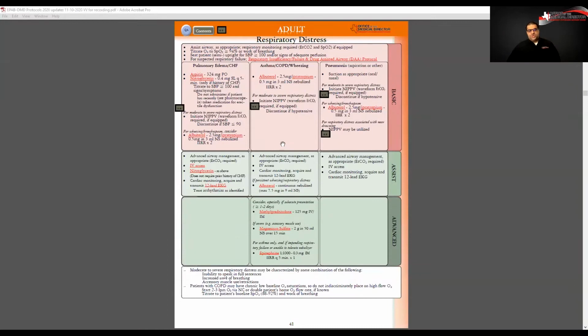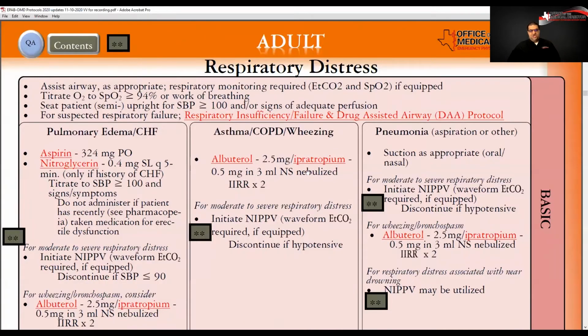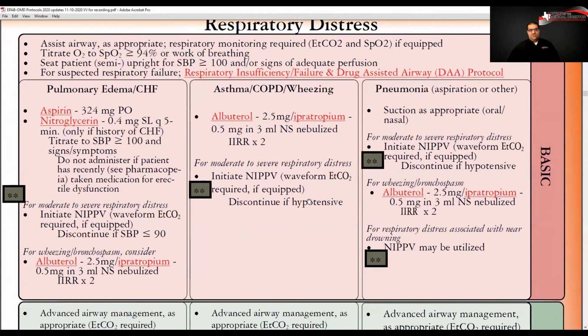For the respiratory distress page, the only change across the board is the nomenclature change from CPAP to NIPPV, or non-invasive positive pressure ventilation. Not really any medical changes other than that.